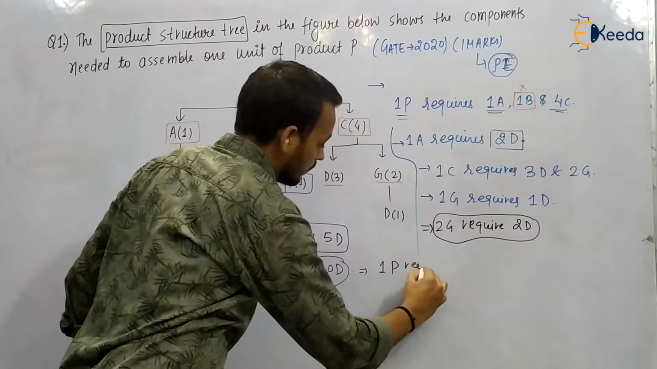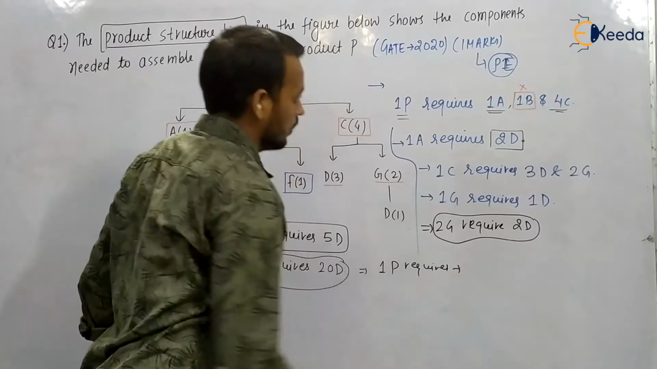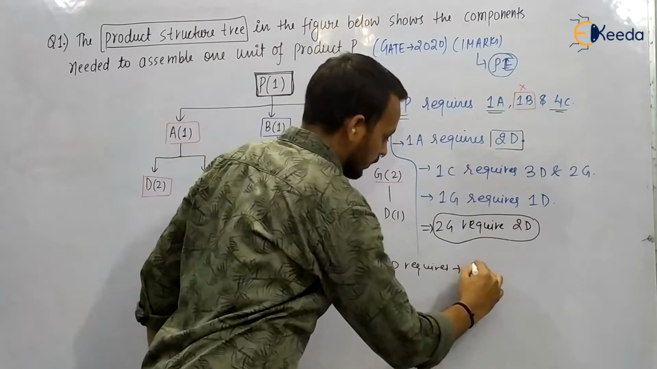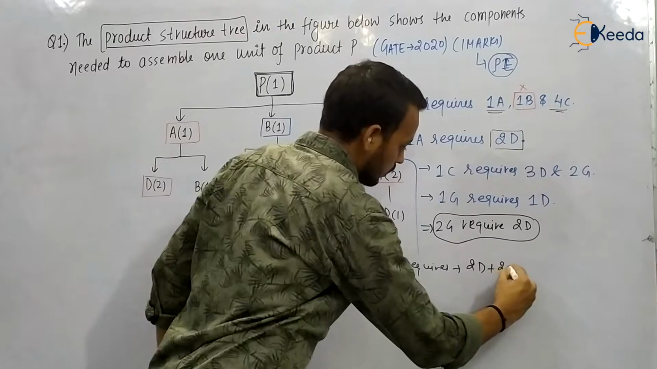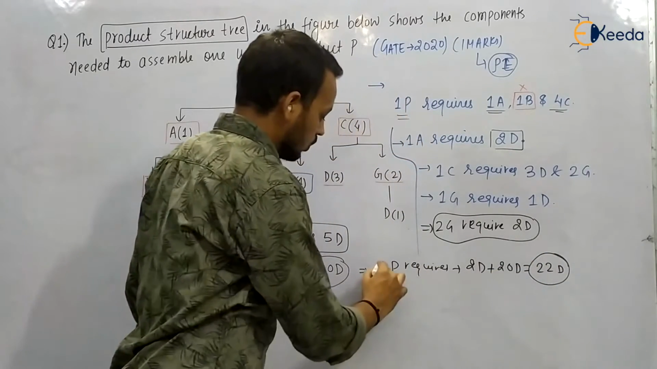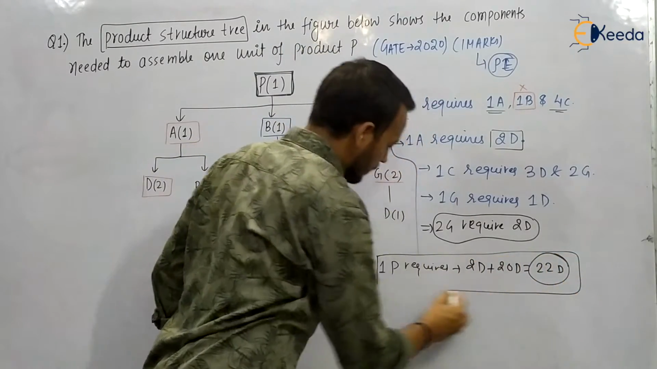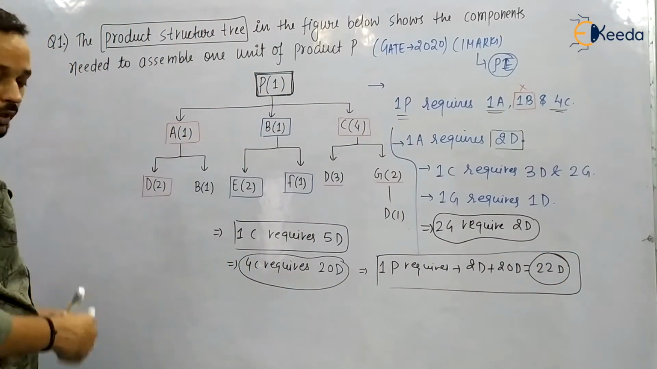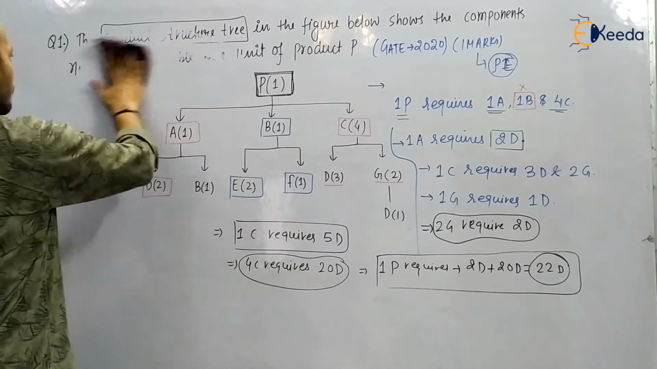So we can see here 1P requires 1A, which requires 2D, plus here 20D. So total 22D. To make one unit of product P, we require 22D.